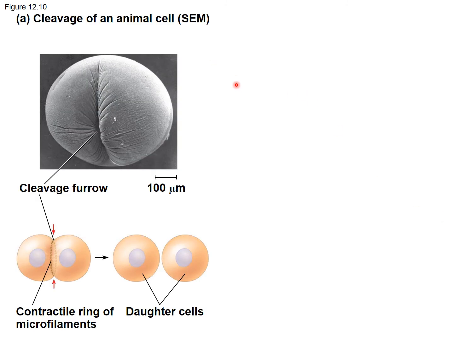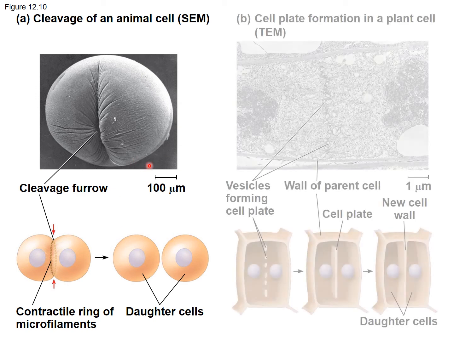Okay, so let's compare cytokinesis in animal cells with plant cells. This shows cleavage of an animal cell. This is a scanning electron micrograph of an animal cell forming a cleavage furrow. What actually happens is the microfilaments, not the microtubules, form a contractile ring, and then it contracts and basically pinches off the cells. Okay, so this happens in animal cells.